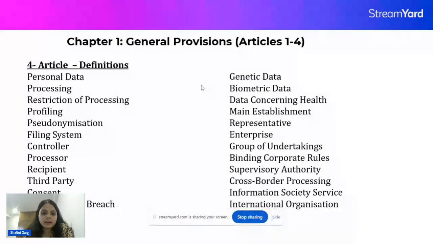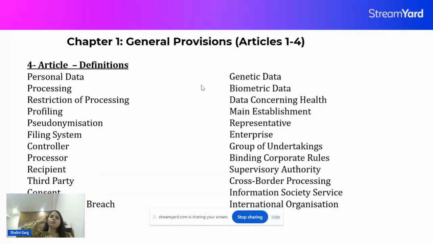Now, supervisory authority, an independent public authority overseeing compliance with the regulation. For example, in India, we have high courts. In India, we have supreme courts. So in Europe, for GDPR, we have supervisory authority. It is like a court. Now, cross-border processing is processing which involves establishments in multiple EU states or affecting data subjects across the states.